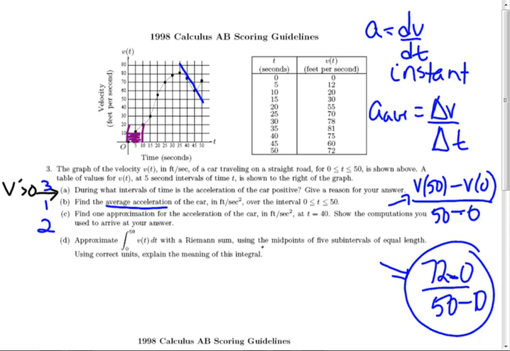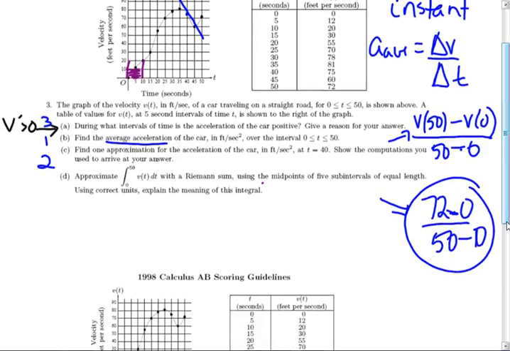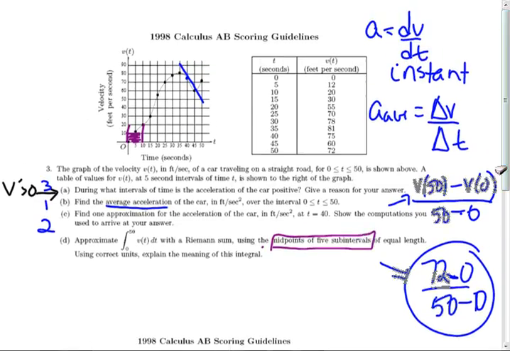Okay, you ready? It says midpoints of 5 subintervals of equal length. So I'm going to use the midpoint rule. So then I'm going to come here, and the height will be the height at the midpoint. So it's going to be this one. And then I'm going to go here. It helps me to see the picture. And I want that one. I'm going to get 5 of these.